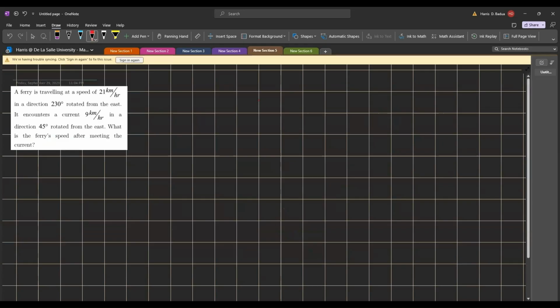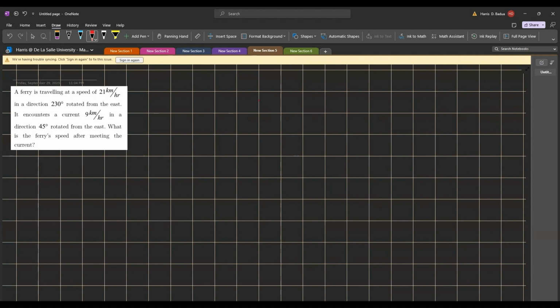quiz number 1. So now let's move to our third problem. A ferry is traveling at a speed of 21 kilometers per hour in a direction 230 degrees rotated from the east. It encounters a current of 9 kilometers per hour in a direction 45 degrees rotated from the east. What is the ferry speed after meeting the current?